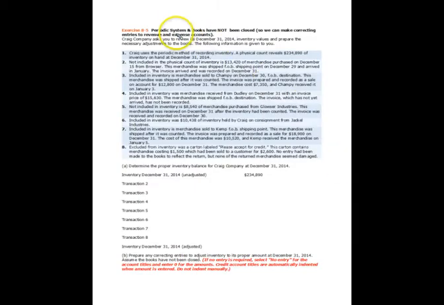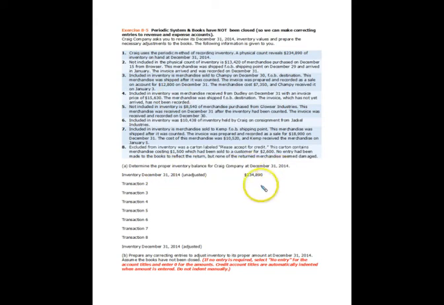Okay, moving on to exercise 5. Exercise 5 is not a perpetual system, but a periodic system. And again, the books have not been closed, so we can make correcting entries. We have a whole bunch of information given to us. The first one tells us there's been a physical count, and that's 234,890.